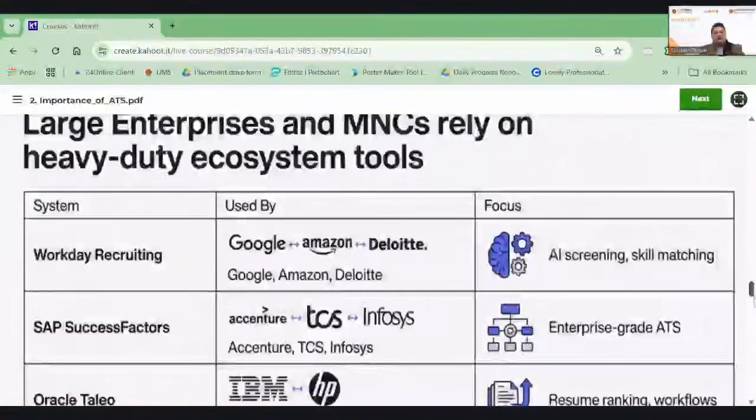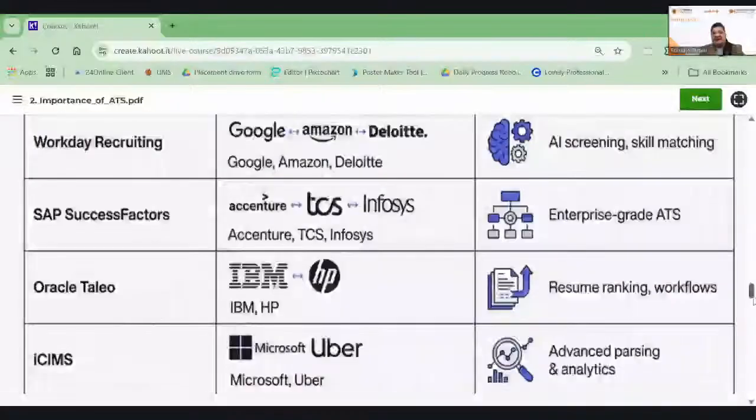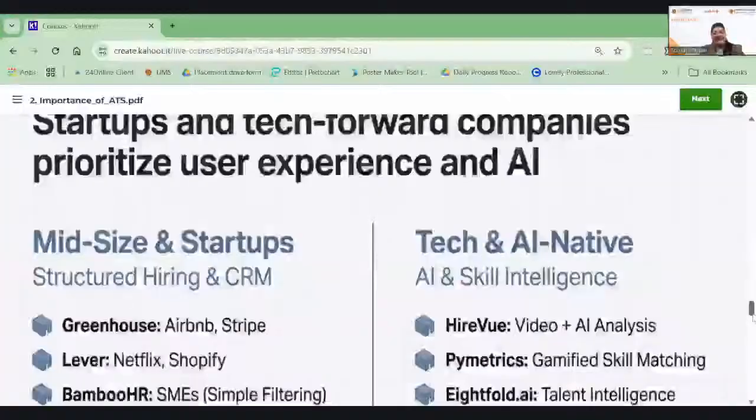Okay. I'm going to show you that there are lots and lots of company names which you are seeing at this moment. Google, Amazon, Deloitte actually have AI screening as a part of their system, wherein the skill matching is done by the ATS. Not only that, Accenture, TCS, Infosys even they too have ATS in place. IBM, HP also use ATS. And other than that, Microsoft, Uber, all these companies have ATS in place.